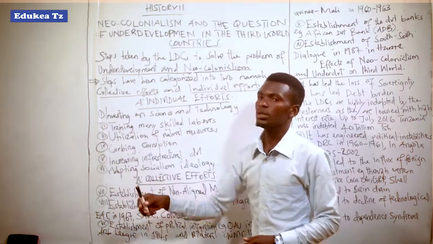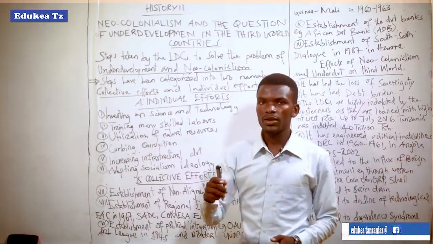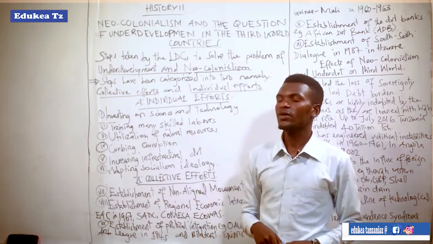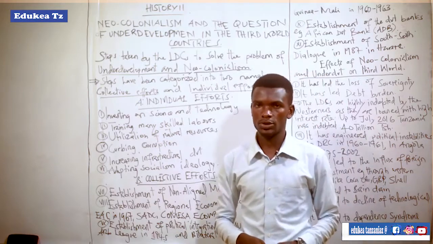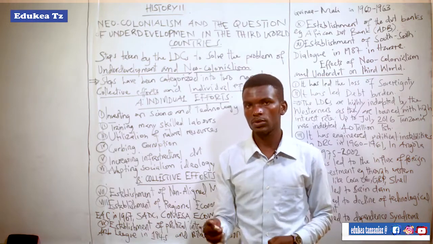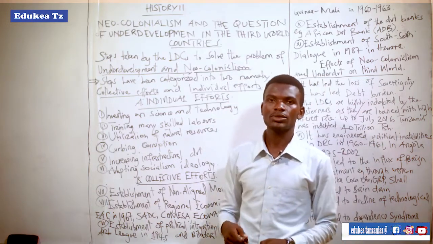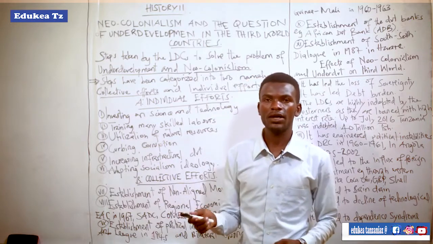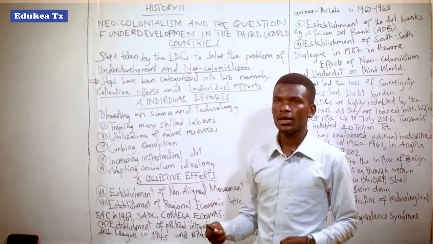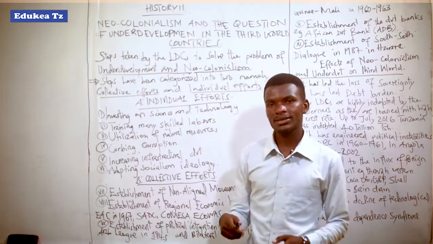Individual efforts include investing in science and technology. The third world countries, or less developed countries, decided to invest much in science and technology. It means that they improve the local technology which they have, and they start to use it in the production of various goods. That's why you see in different third world countries there are simple industries.